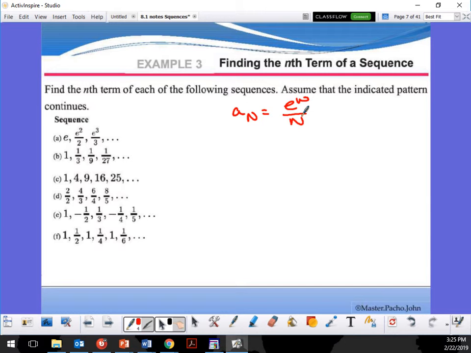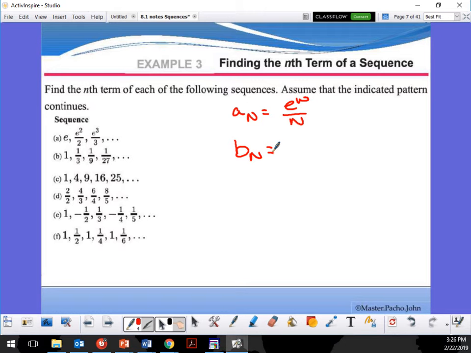You ready? B to the n. 1 over 3 to the power of n minus 1. 1 over 3.